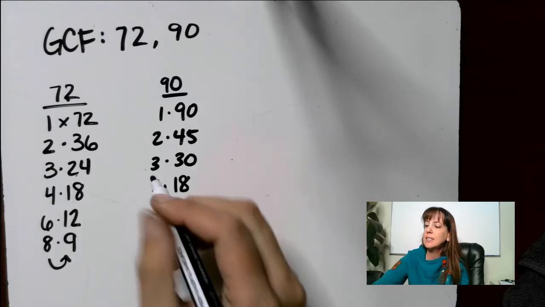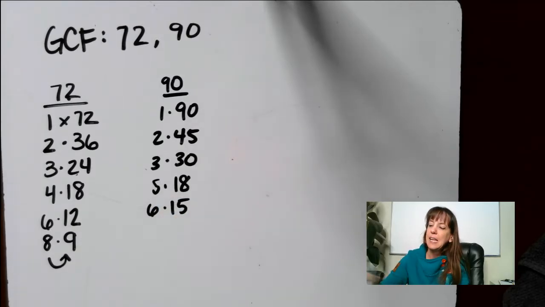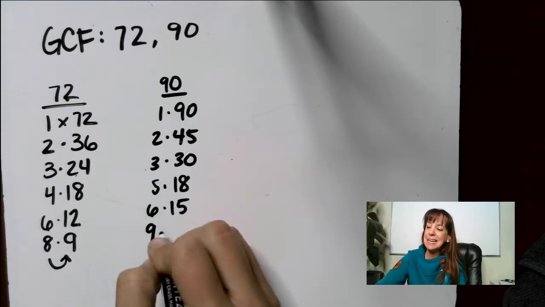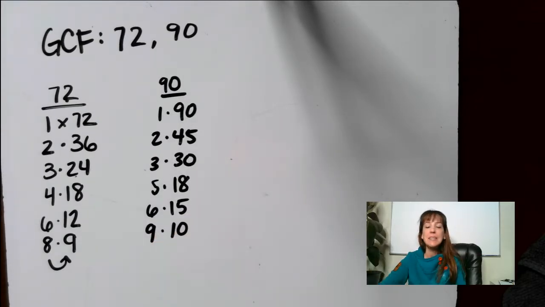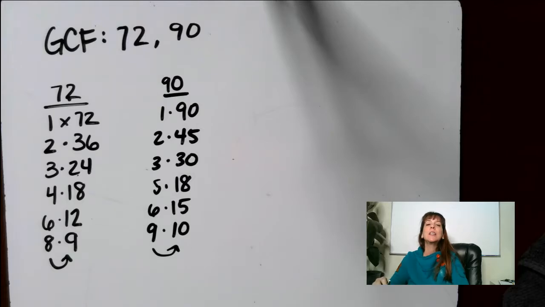6 is times 15. After 6 comes 7, and that does not go in. After 7 comes 8, and 8 goes into 80 and 88, but it's not going to go into 90. So after 8 comes 9, 9 times 10. After 9 comes 10, 10's already on the board. Bam, we've got it.